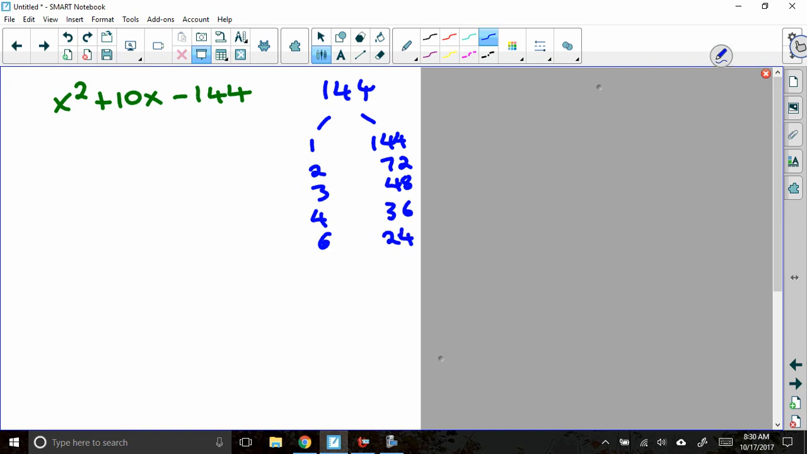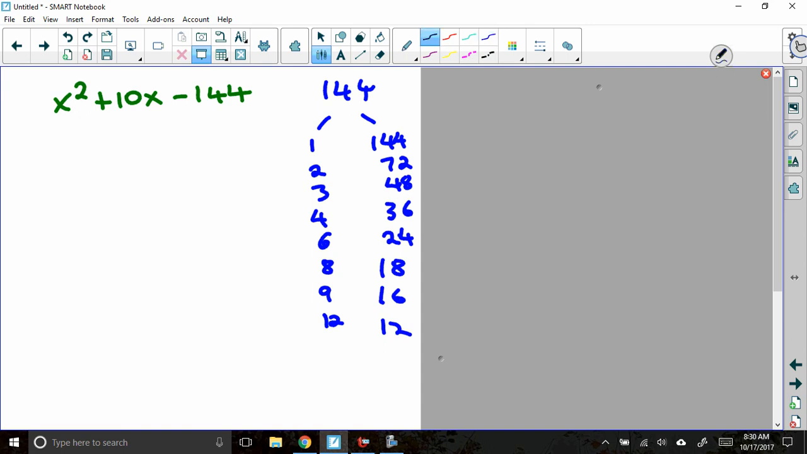Holy moly. 7 doesn't go into 144. 8 does 18 times. 144 is divisible by 9 16 times. 144 is also divisible by 12 times. 8 and 18? All right.